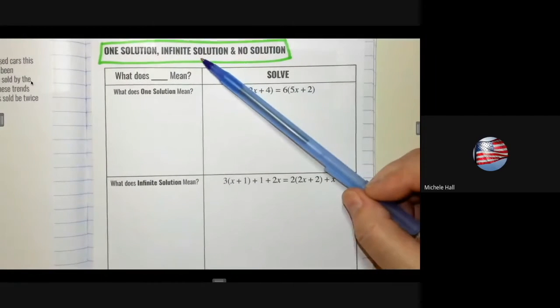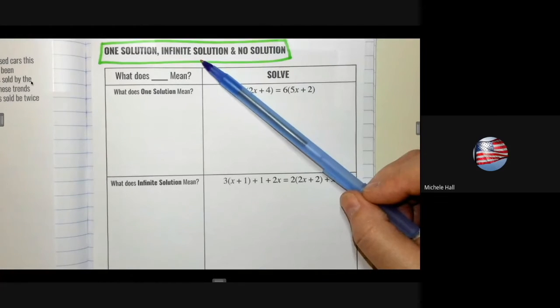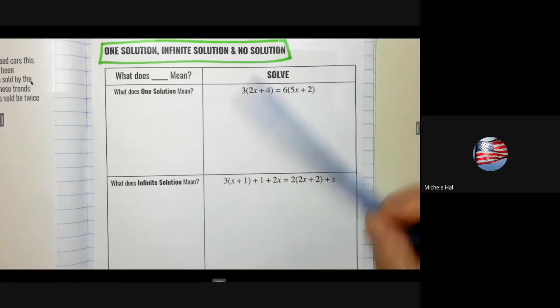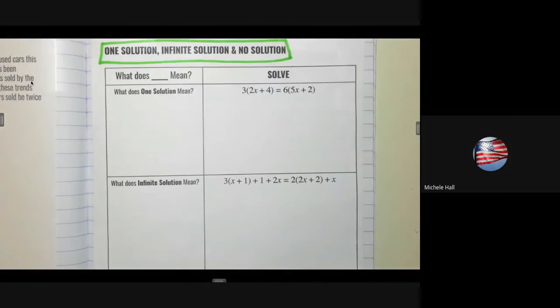Infinite number of solutions means that any number I pick is going to work in that equation when I check it. No solution means that I cannot substitute in one number and it will work. There's nothing out there that I can substitute in to give me a true equation.